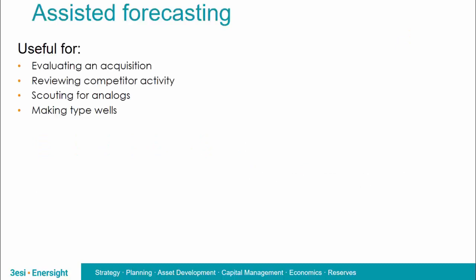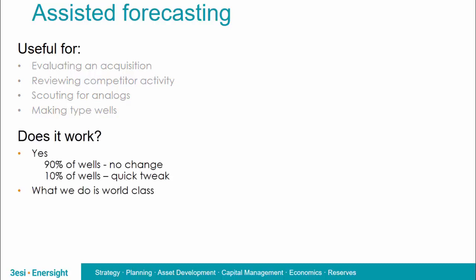First, we have a world-class assisted forecasting algorithm. This is very useful where you do not have a forecast to start with. For instance, evaluating an acquisition opportunity, looking at competitor activity, scouting for analogs that aren't in your land holding area. And these all are used for making type wells.